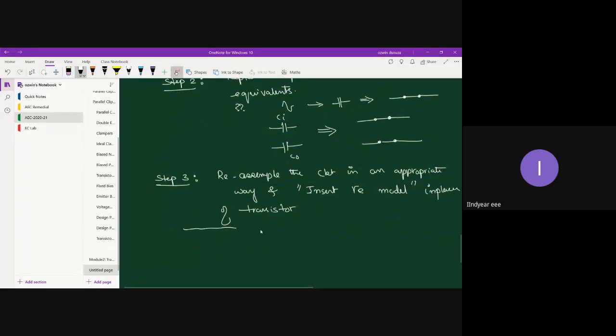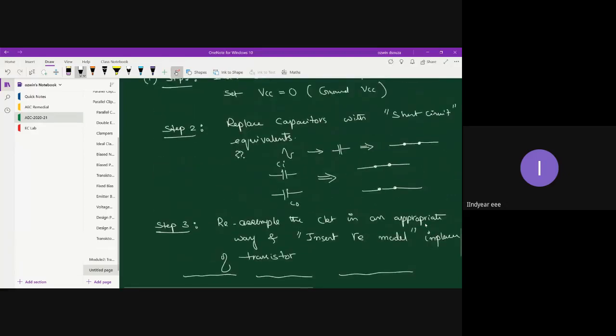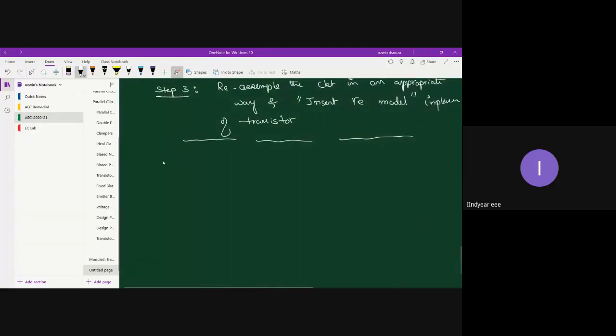Are you finding it difficult to understand these steps? No worries. Let us put these steps to use and then you will be able to understand. I'm just going to write down the crux of the above 3 steps. In step 1, we are supposed to ground VCC. So you have RB, and you also have RC. We are saying ground VCC.